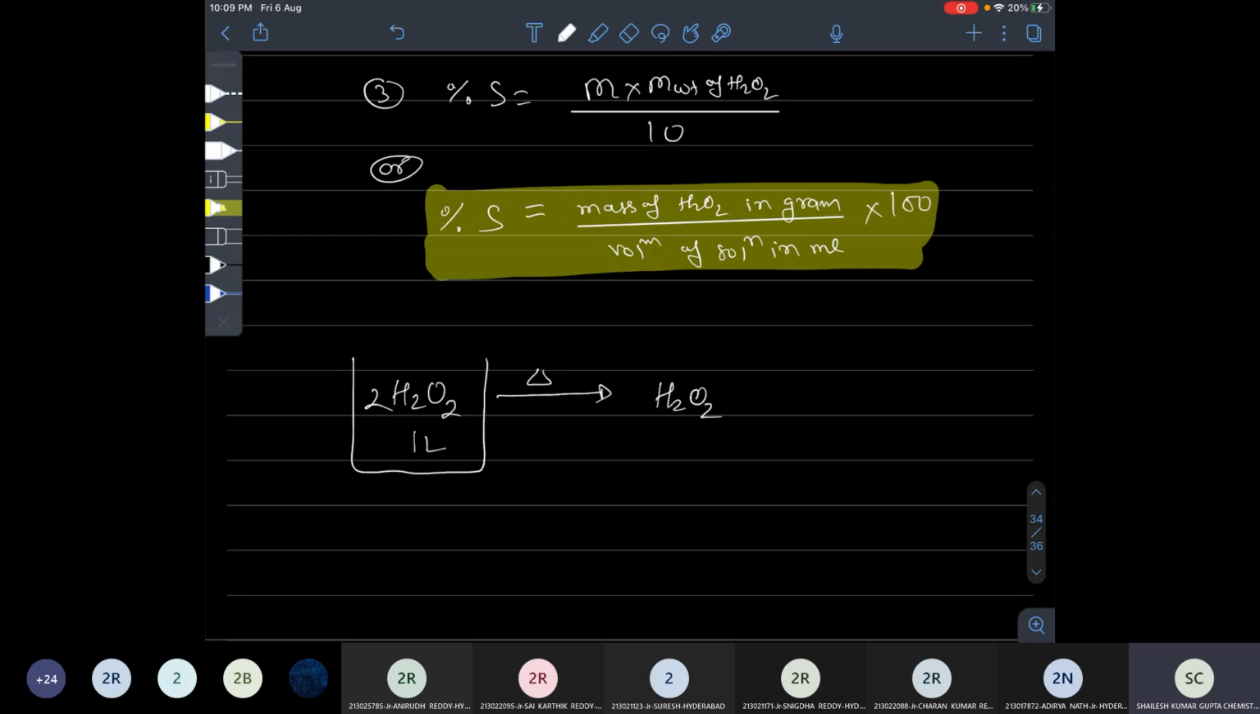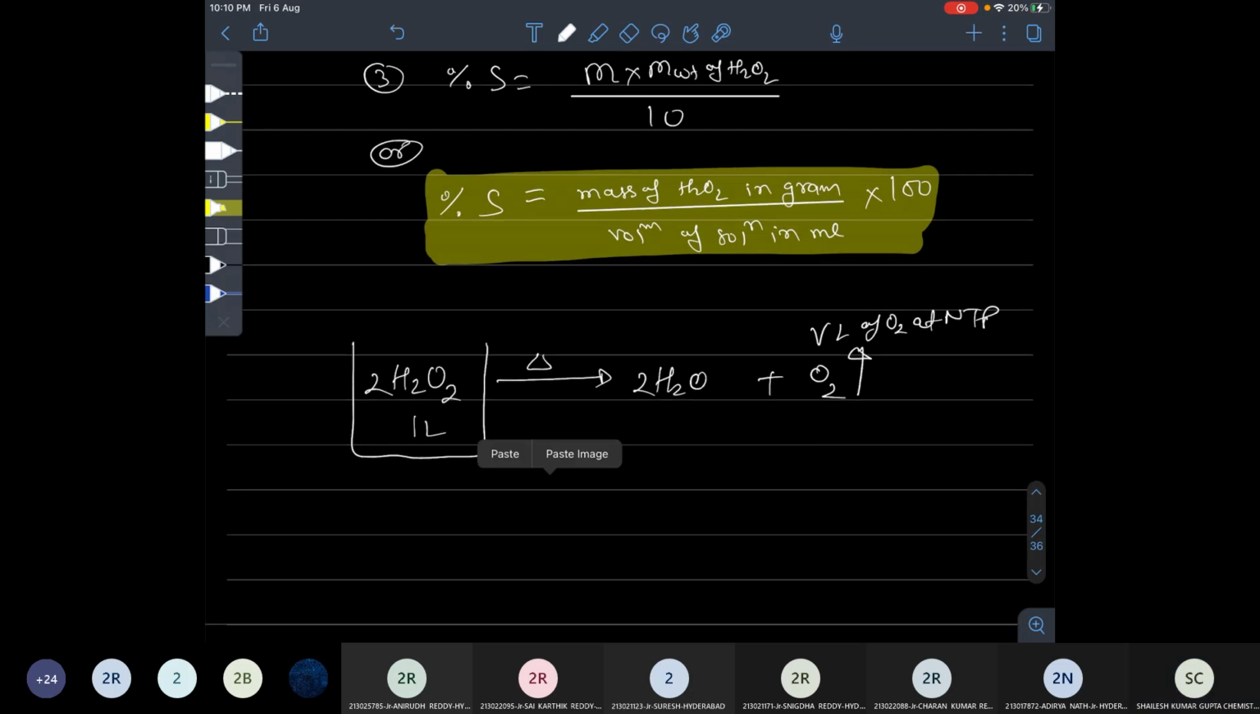So obviously after heating, decomposition will be complete. So after completion, if you are going to get V liter of O2 at NTP, in such case, we say this as V volume H2O2. So instead of writing V, I should write X liter. This is X volume.